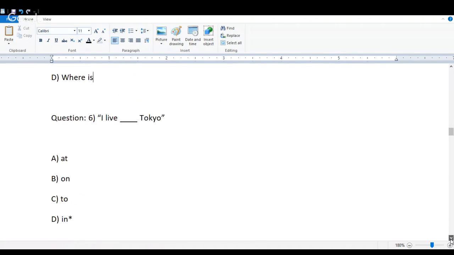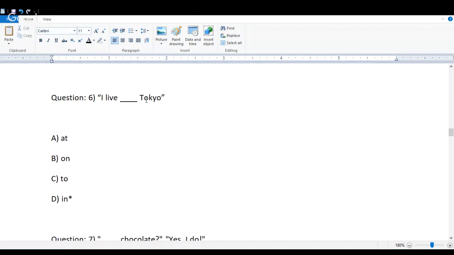Okay? So good. Oh, look. There's a city that you know. Good. Why don't you go ahead and read this sentence, please? I live in Tokyo. Yay.